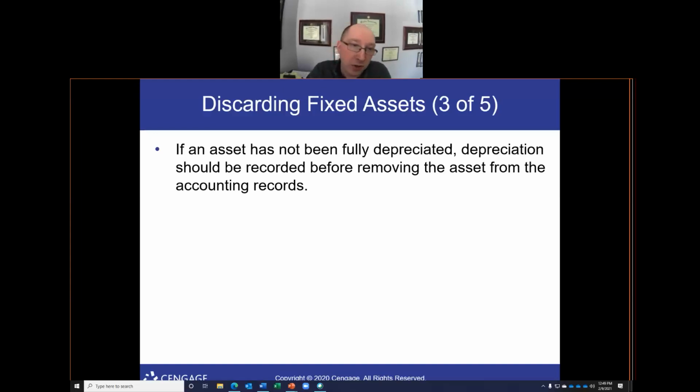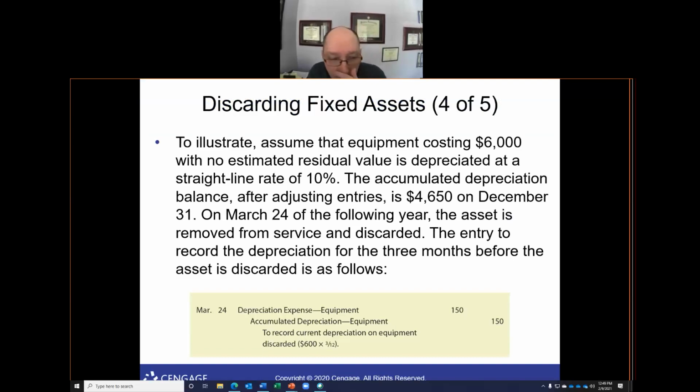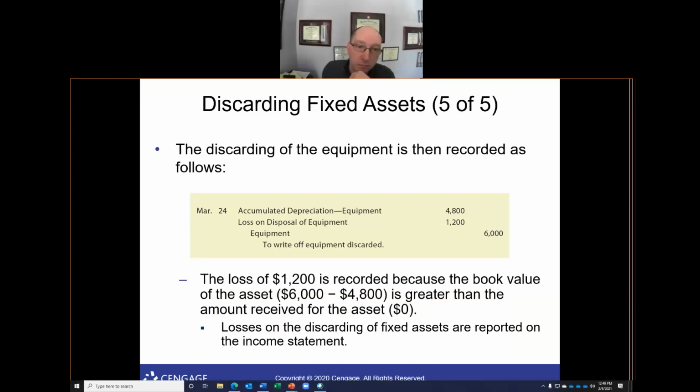If it has not been fully depreciated, you should record the depreciation before removing the asset from the accounting records. How do you do that? You debit depreciation expense, credit accumulated depreciation for its remaining balance. Now, if the asset is a loss, meaning something happened to it, the forklift was expected to last for 5 years. It only ended up lasting for 4, for whatever reason, or 4.5 years. It just gave out on us. And we're like, oh, you know what? We're just going to get rid of it. So we have to record a loss on that asset. So you debit accumulated depreciation, debit the loss on the disposal of the equipment, and you credit equipment to remove it.